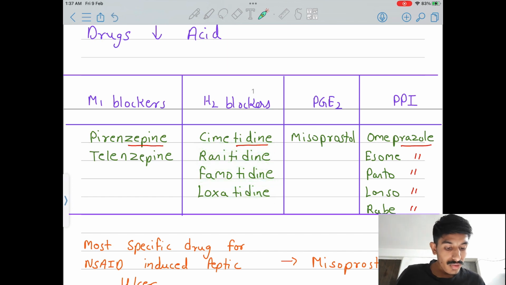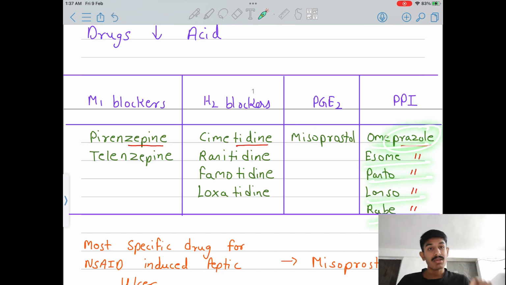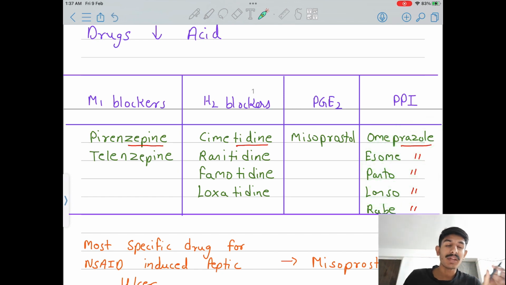Misoprostol you can give as a PGE2 analog. And there are proton pump inhibitors, which I think many of us know, and many of us take in day-to-day life also: omeprazole, pantoprazole, esomeprazole, lansoprazole, and rabeprazole. So the ending is "prazole". Remember this: proton pump inhibitors have "prazole" at the ending.